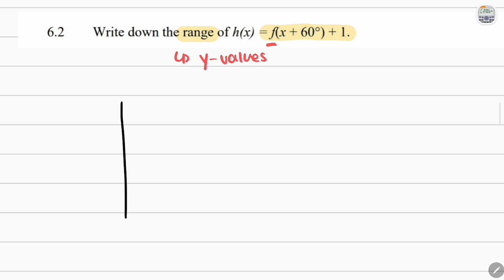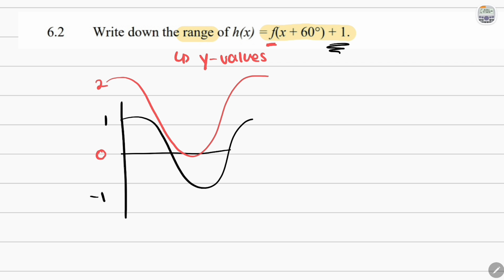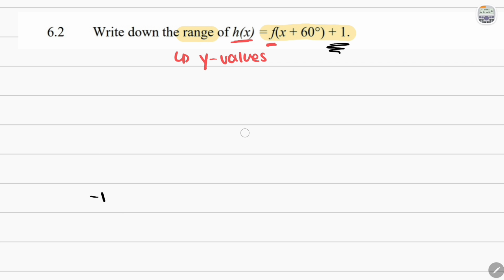So let's think about that graph. That cos graph, the highest it reached was 1 and the lowest it reached was -1. So if it was shifted up by 1 unit, then the lowest it will reach is now at 0 and the highest it will reach would be at 2. Your graph would look something like that. And so we can see that the range of this graph h is going from 0 all the way to 2. That's all the y values that this graph will have, meaning y is greater than or equal to 0 but less than or equal to 2.